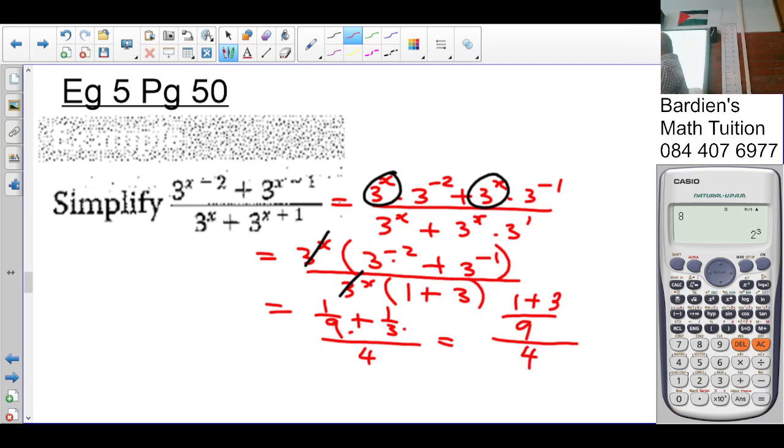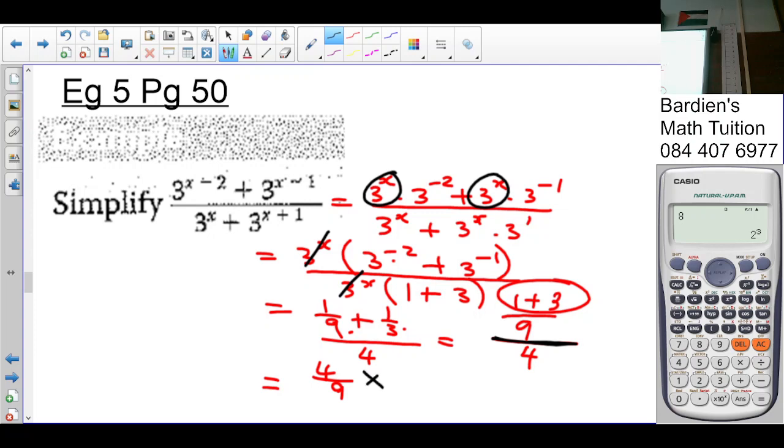So what is 1 plus 3? 4. So it's going to be 4 over 9 divided by 4 over 1. Which is the same as multiplied by 1 over 4. So what happens now? Cancel. So I'm left with. Yes?